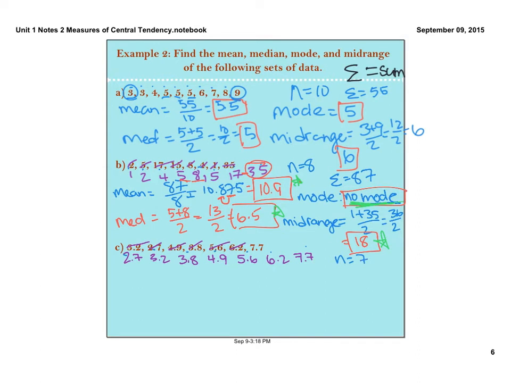If I add them up, grab your calculator and add them up, 2.7 plus 3.2 plus 3.8 plus 4.9 plus 5.6 plus 6.2 plus 7.7. 34.1 is what I get for a total there. So my sum is 34.1. So now I can use that to find the mean. And when I find the mean, I've got 34.1 divided by the 7. So 34.1 divided by 7 gives me 4.871.